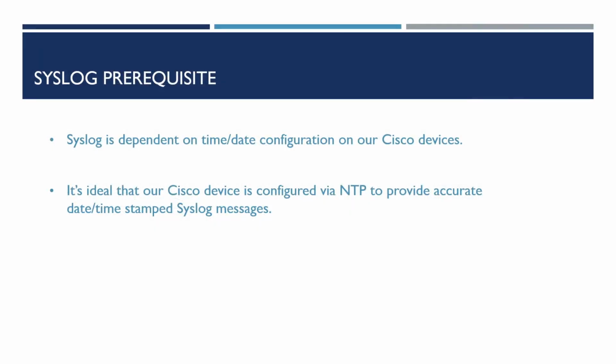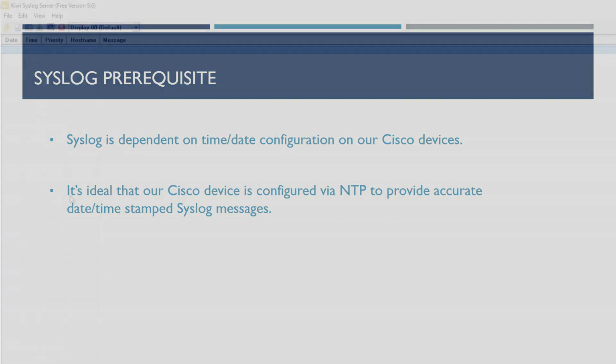Before we get into the configuration, just a prerequisite. As you can imagine, Syslog relies heavily on time and date being accurate on our devices. We need to be able to correlate Syslog events to events that occurred in real time. If the time and date on our devices is incorrect, it's going to make it near impossible to accurately use Syslog events for troubleshooting and monitoring purposes. It's recommended that the date and time on our Cisco devices be configured with NTP, so that the time doesn't fall out of sync and is always accurate. To learn more about NTP, you can use the pop-up at the top of the screen now, or click on the link in the description.